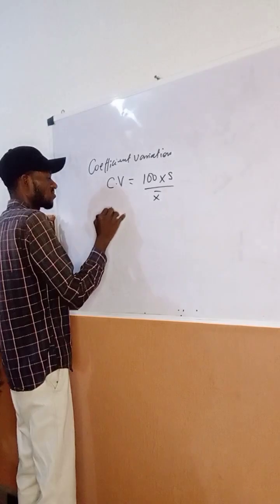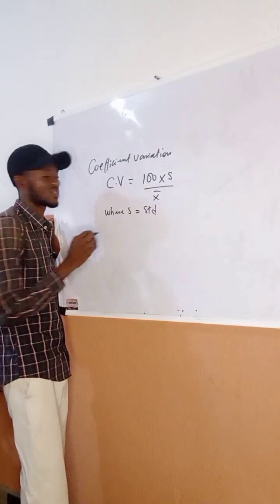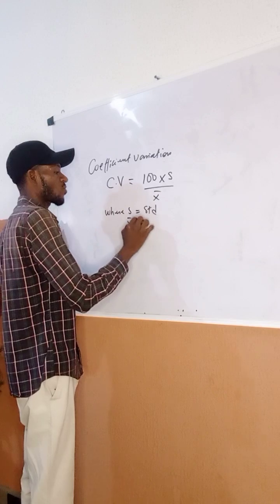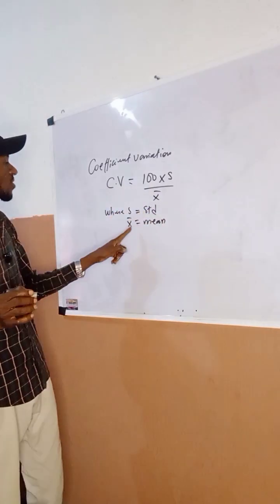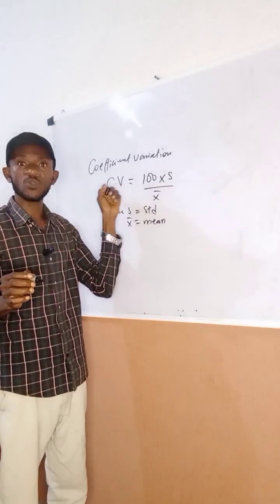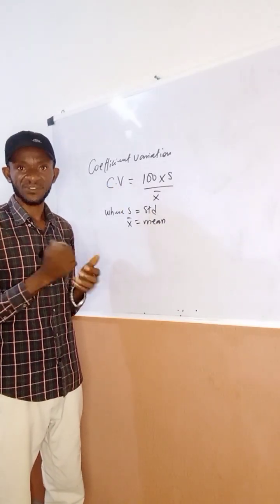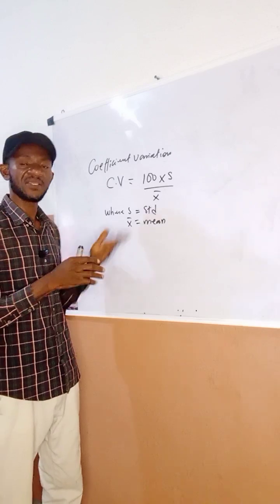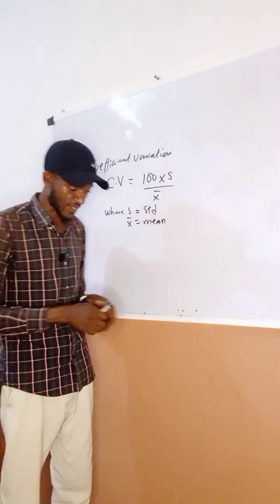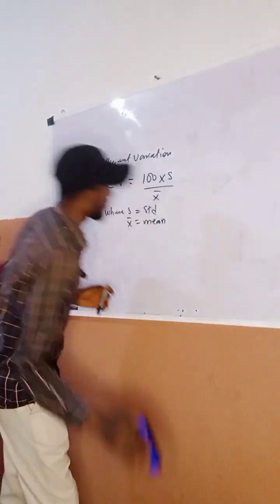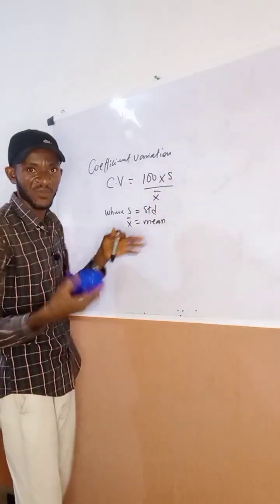Where S equals standard deviation, and of course, you know x bar equals the mean. So the moment you obtain the standard deviation and the mean, you can quickly compute your coefficient of variation. That is what we mean by coefficient of variation. You understand? Okay. Now, permit me to clean the board because we are still going to call up this formula when we want to solve.